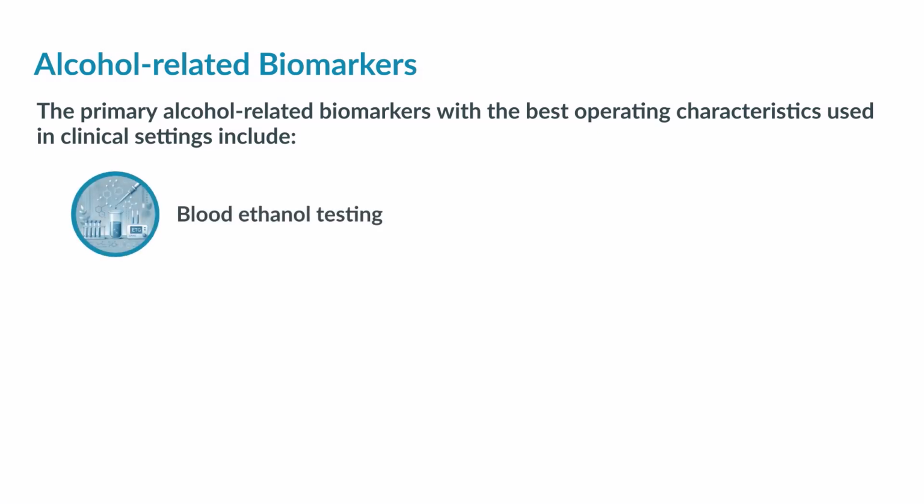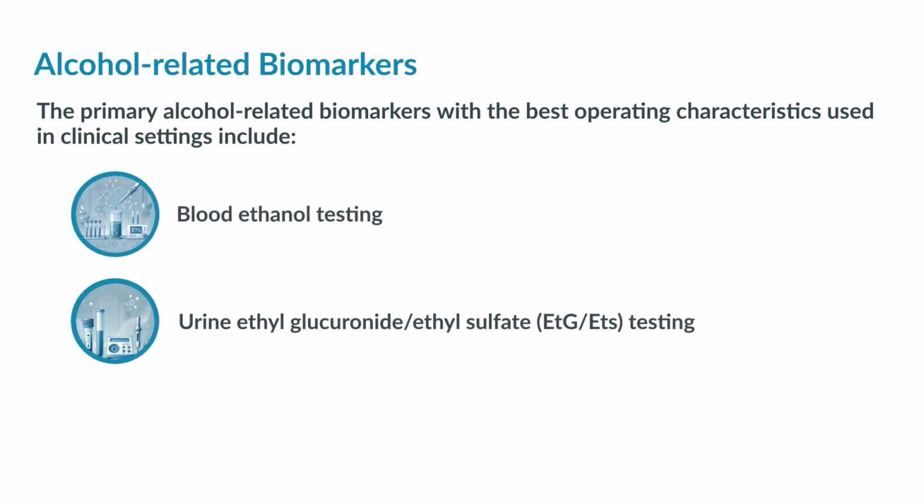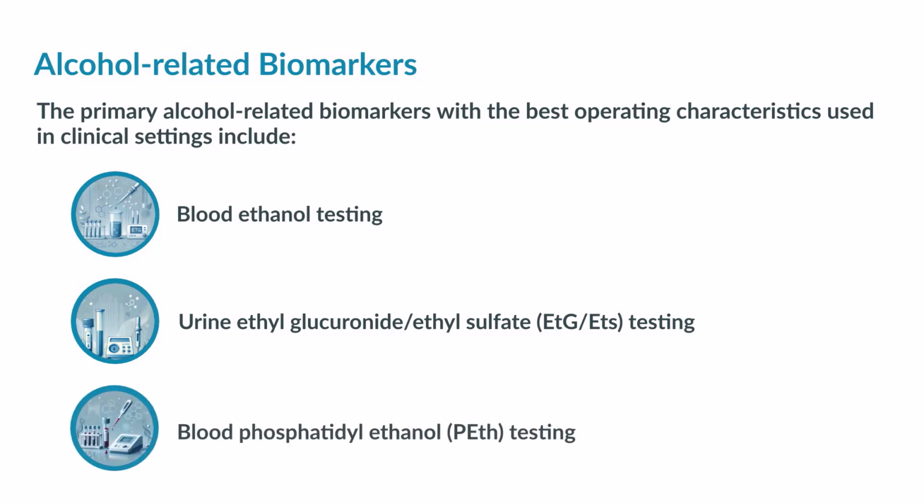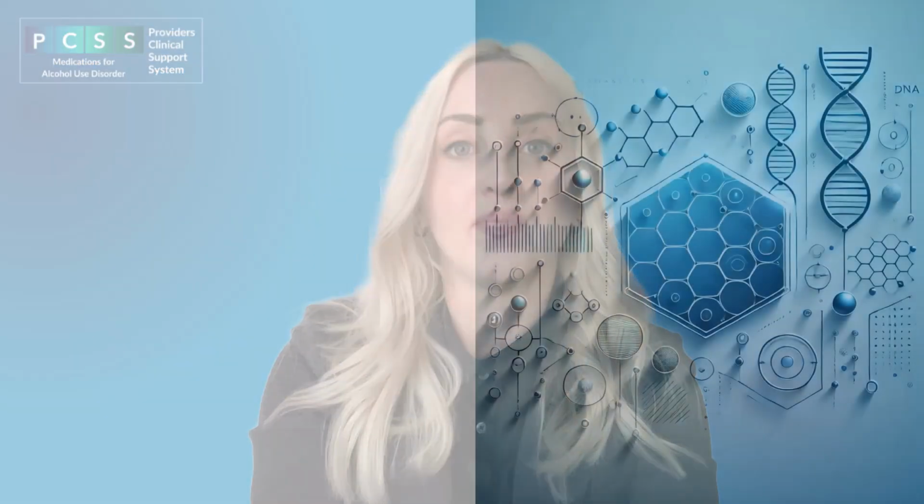1. Blood ethanol testing. 2. Urine ethyl glucuronide and ethyl sulfate testing. And 3. Blood phosphatidyl ethanol testing. We will focus on these three tests, although it's important to note that other tests such as aspartate aminotransferase, or AST, alanine aminotransferase, or ALT, carbohydrate deficient transferrin, or CDT, gamma-glutamyl transferase, or GGT, as well as breath alcohol via breathalyzer and hair testing in forensic settings are also other tests that can be used as alcohol-related biomarkers.